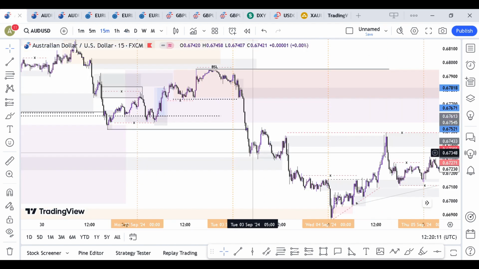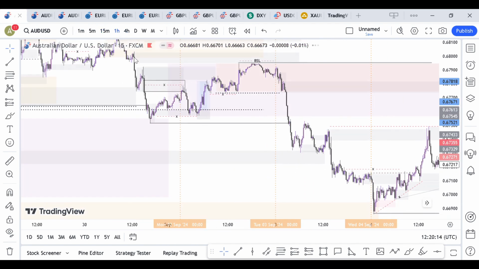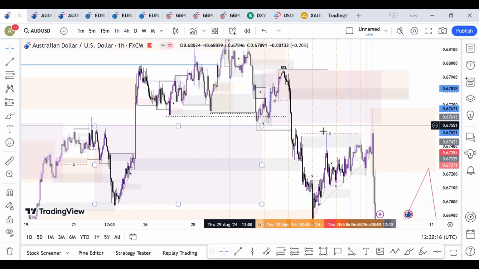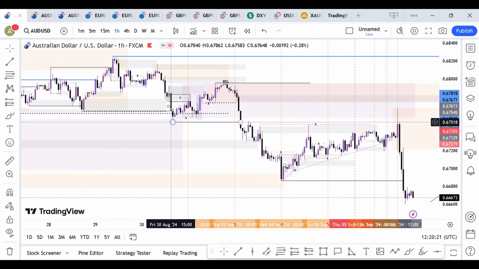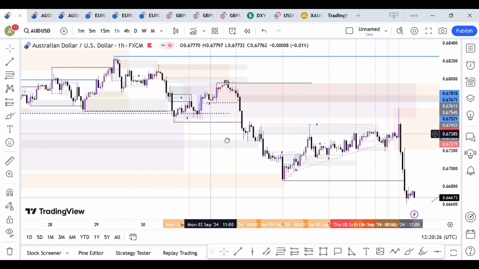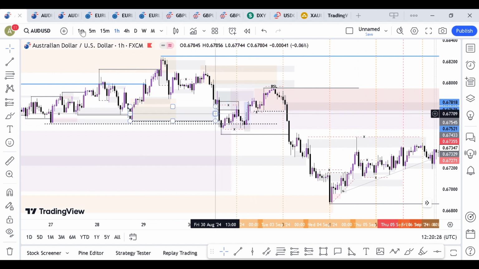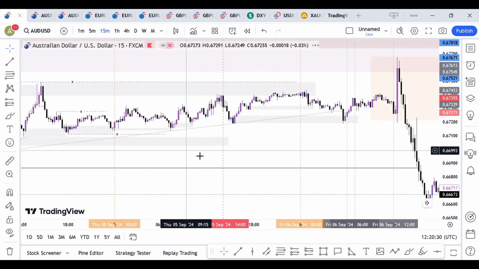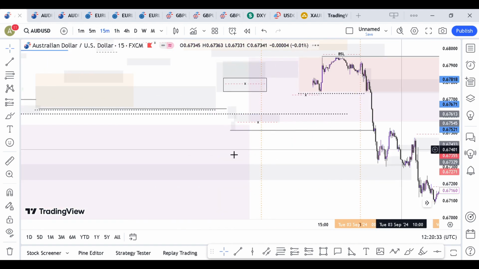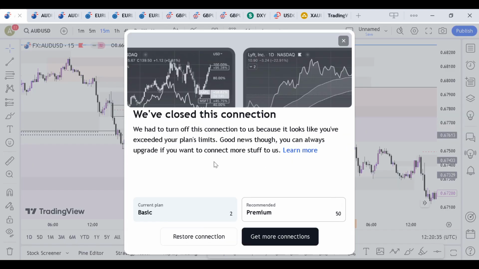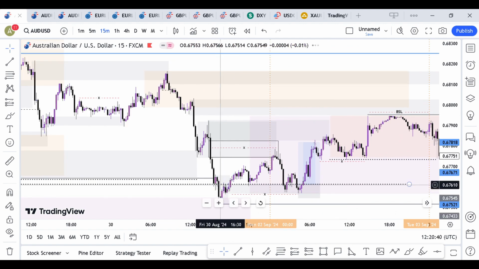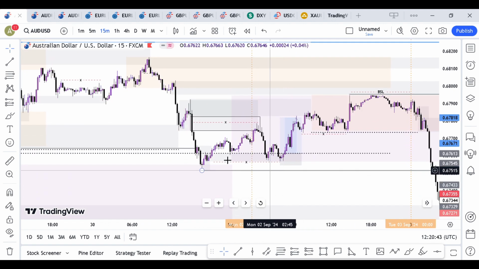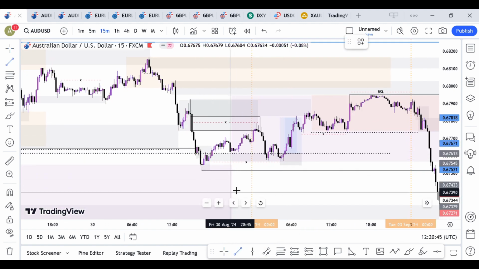Okay, so 15 minutes. Actually, before the 15 minutes, I think we should just run to the 1 hour so that we can see how the week played out. When price came down after the 4-hour change of character, I noticed on this part, let me explain this, that happened on Monday, that we had a change of character right here in the 15 minutes.